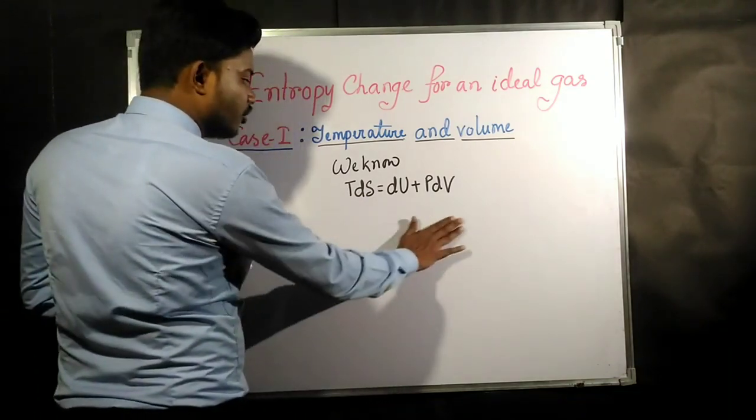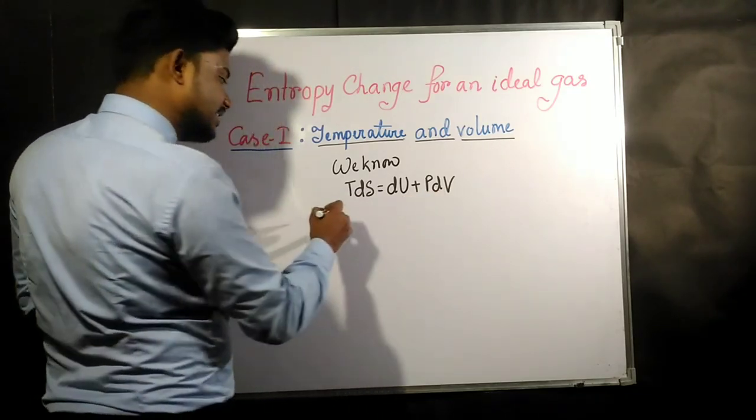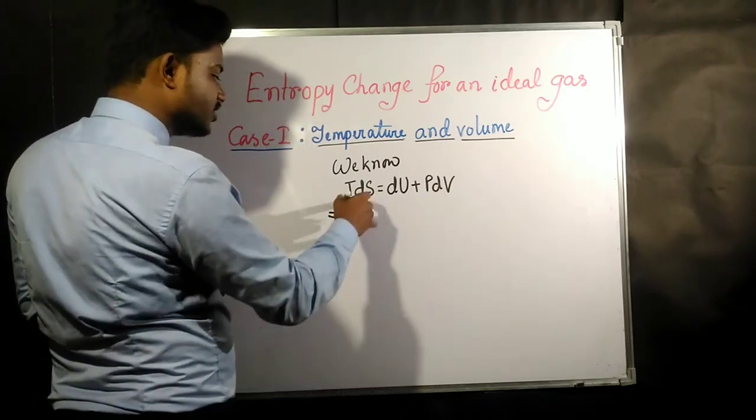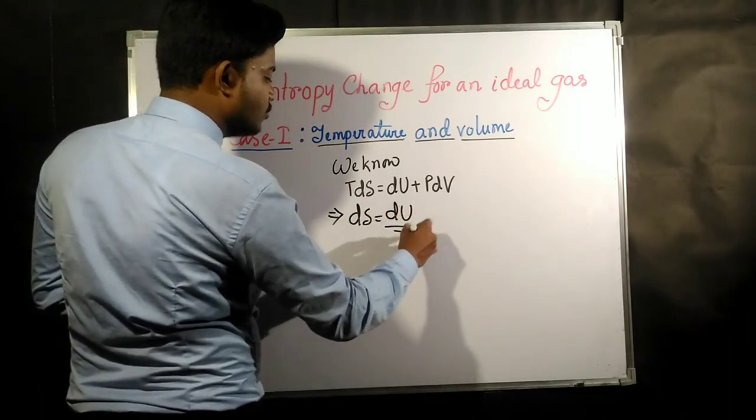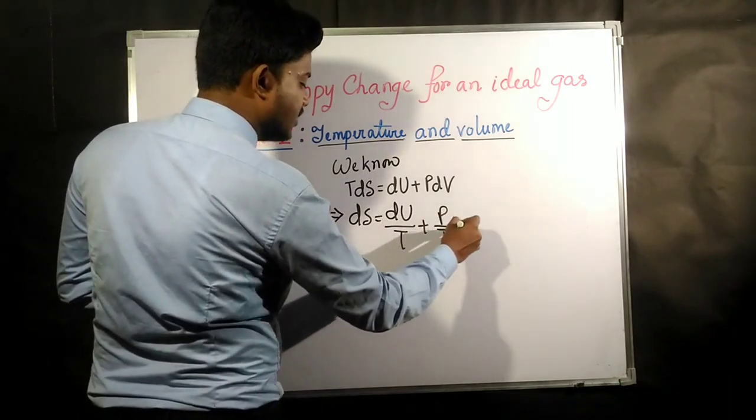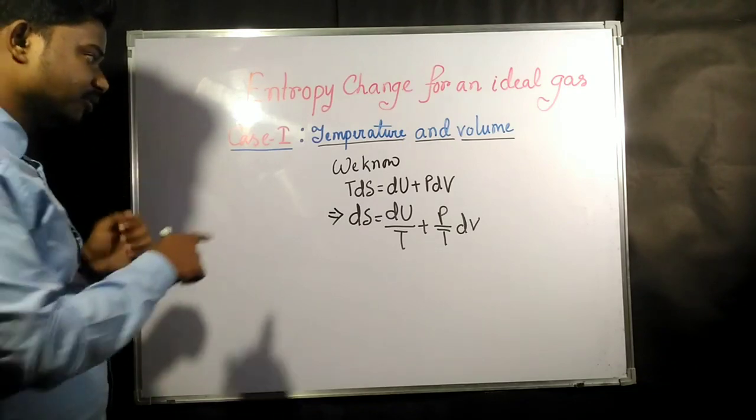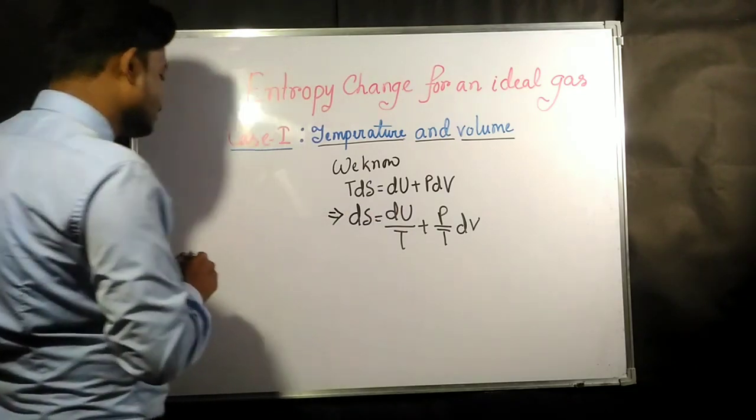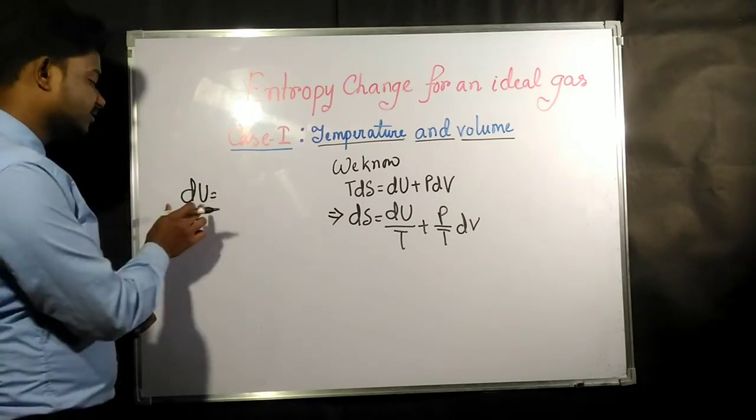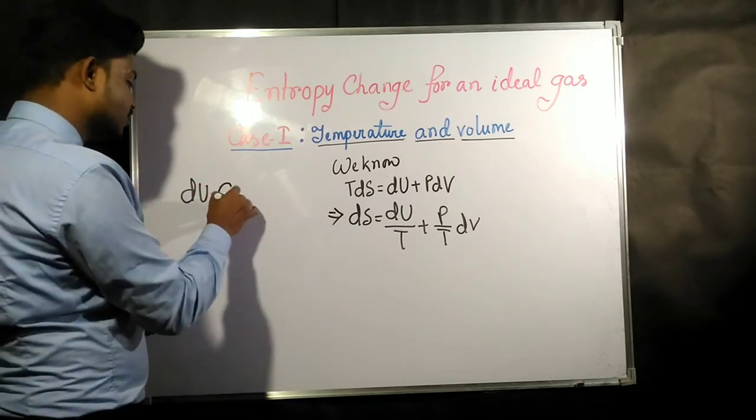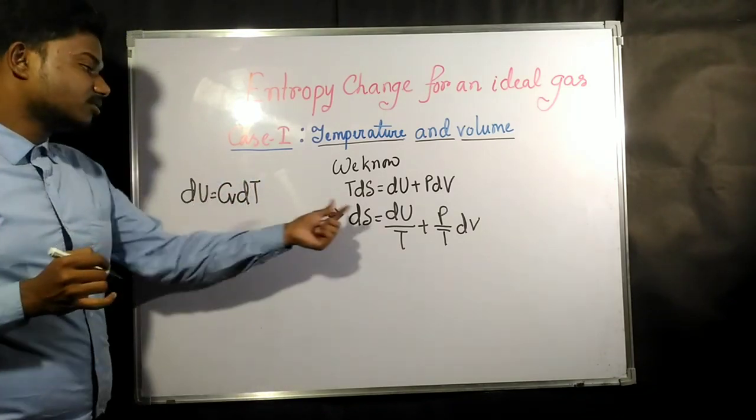From this, let us divide the whole equation by T. If you divide the whole equation by T, this is going to be your dS, and on the other side it is going to be du by T plus P by T into dV. Now, if you remember from the last lecture, we have repeatedly said that du is nothing but Cv into dT.